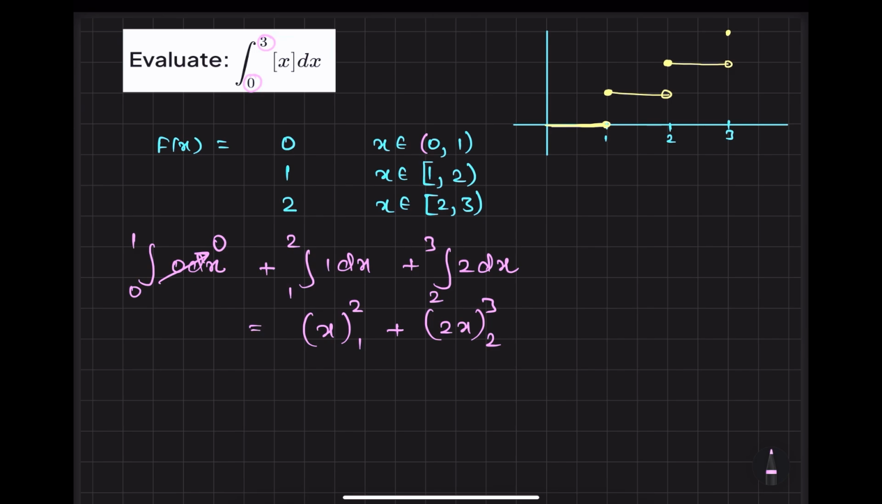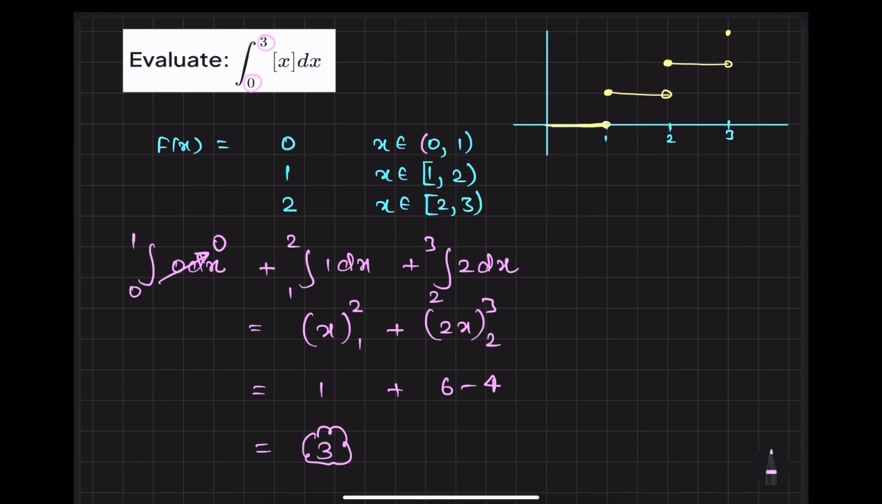Now write down the final result. So it is 2 minus 1, meaning put the upper limit and then put the lower limit and then subtract. So 2 minus 1 is 1, and then we have 6 minus 4. Okay, so the required result is 3. Therefore the definite integration of box x from 0 to 3 is 3.